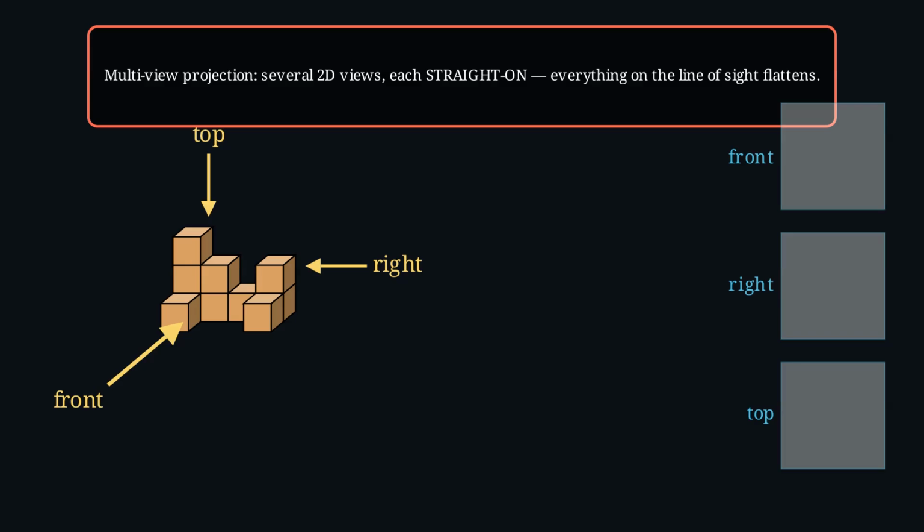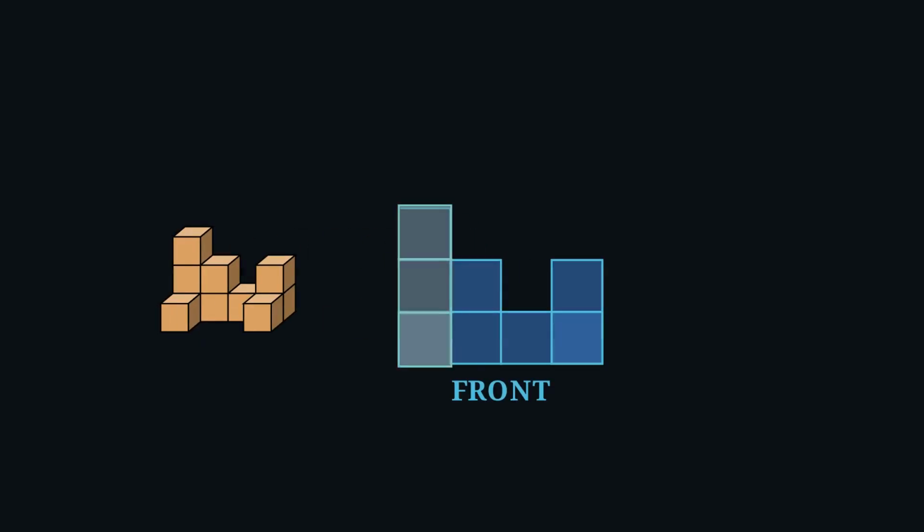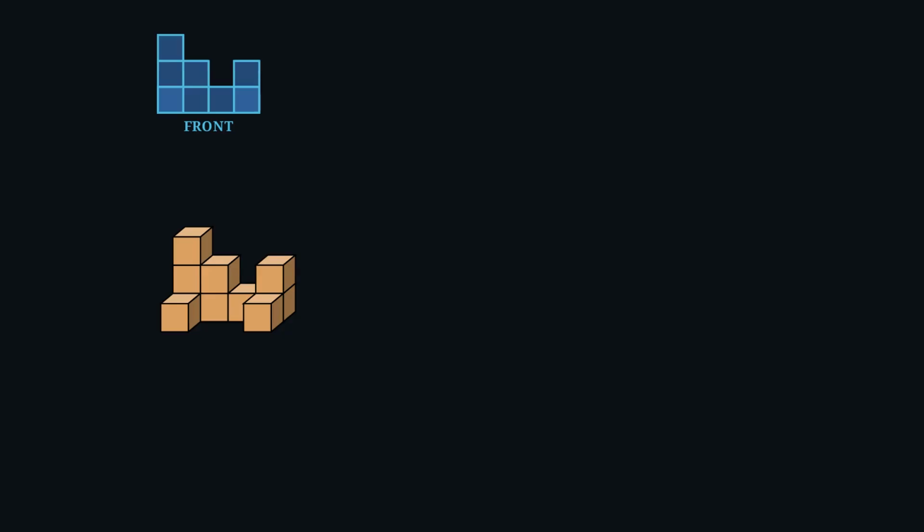Let's see them work. View 1, the front. Look straight along the arrow and flatten. Column by column, 3 high, 2, 1, 2, 8 little squares. And here's the fine print. Each square is the face of the nearest cube on that line of sight. See this bottom square? 2 cubes line up there. The front one shows its face. The one hiding behind shares the same square.